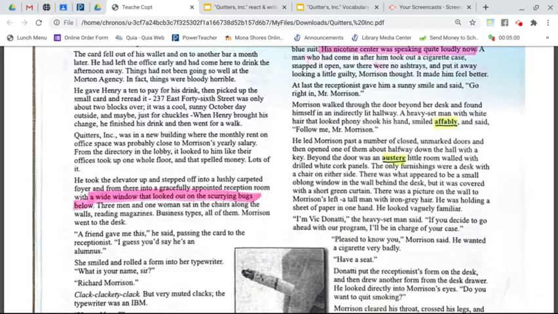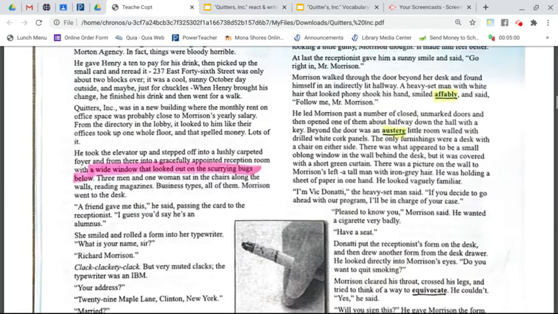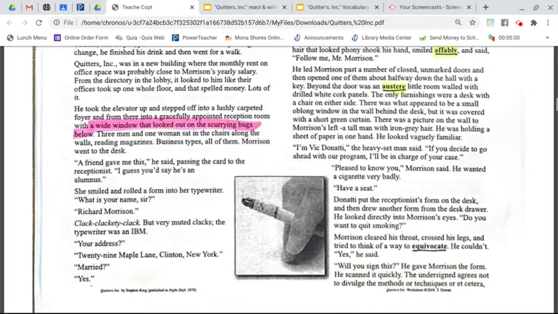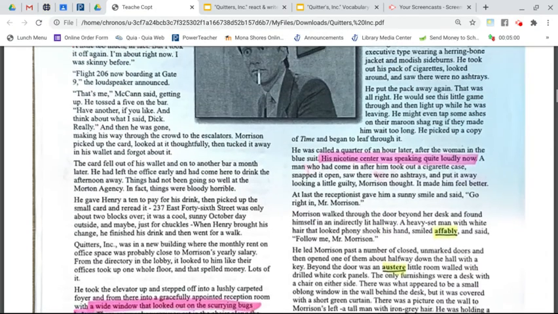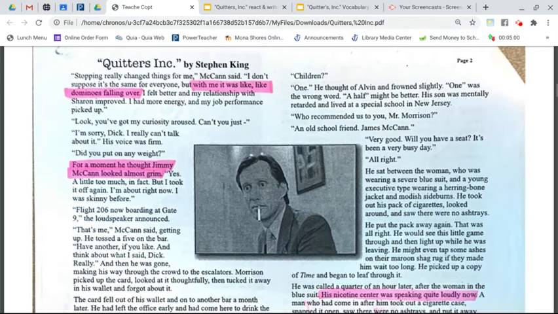A friend gave me this, he said, passing the card to the receptionist. I guess you'd say he's an alumnus. She smiled and rolled a form into her typewriter. What is your name, sir? Richard Morrison. Clackety clack clack, but very muted clacks. The typewriter was an IBM. Your address? 29 Maple Lane, Clinton, New York. Married? Yes. Children? 1. He thought of Alvin and frowned slightly. 1 was the wrong word. A half might be better. His son was mentally retarded and lived in a special school in New Jersey.